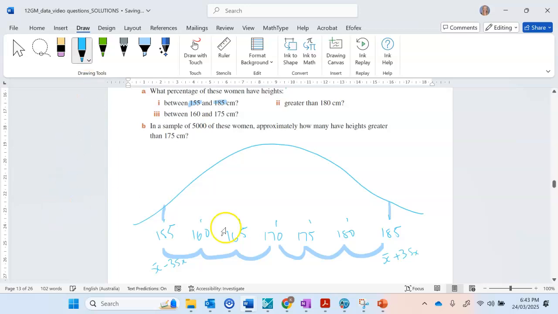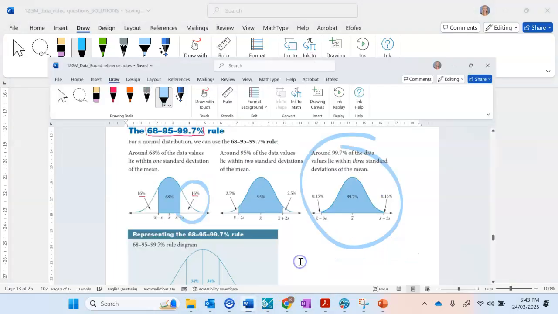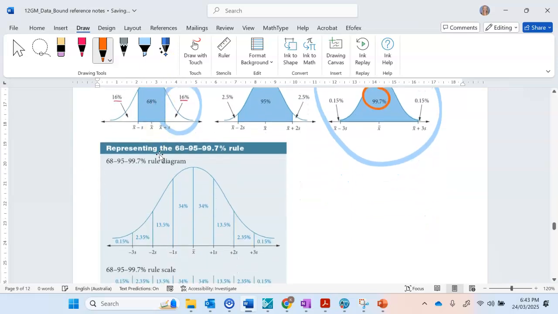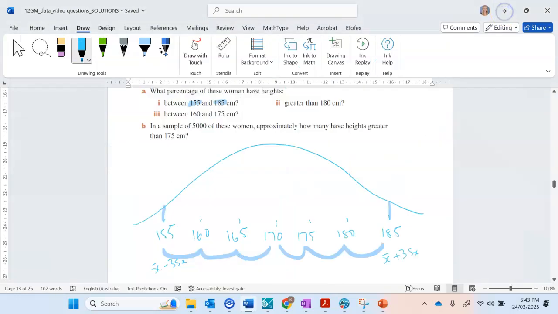So using your percentages, and you probably already know this one, 3 standard deviations below and above, we've got 99.7%. If I was using this diagram, I'm going from here to here. I could add all these up, and I could get 99.7% that way as well. I mean, it's a lot longer. Hopefully you would recognize that it's just 99.7.